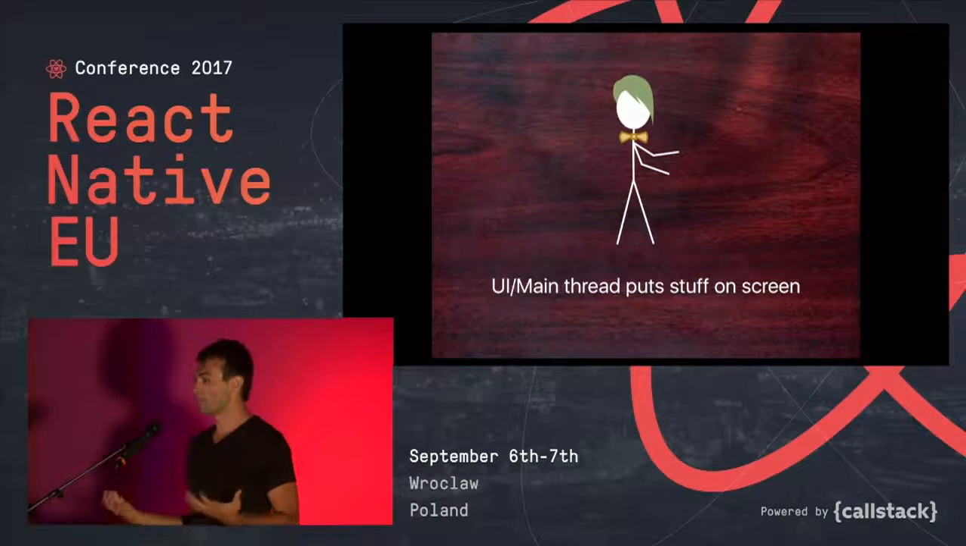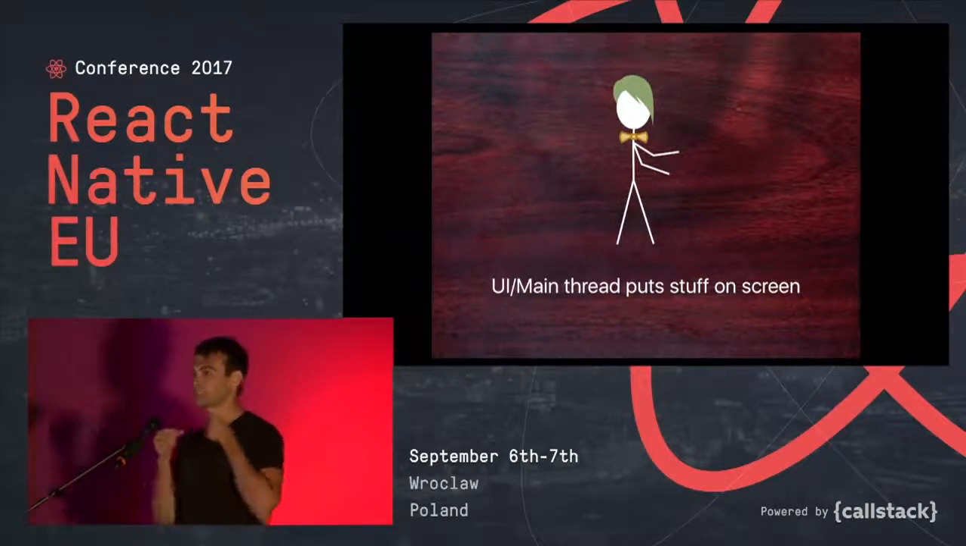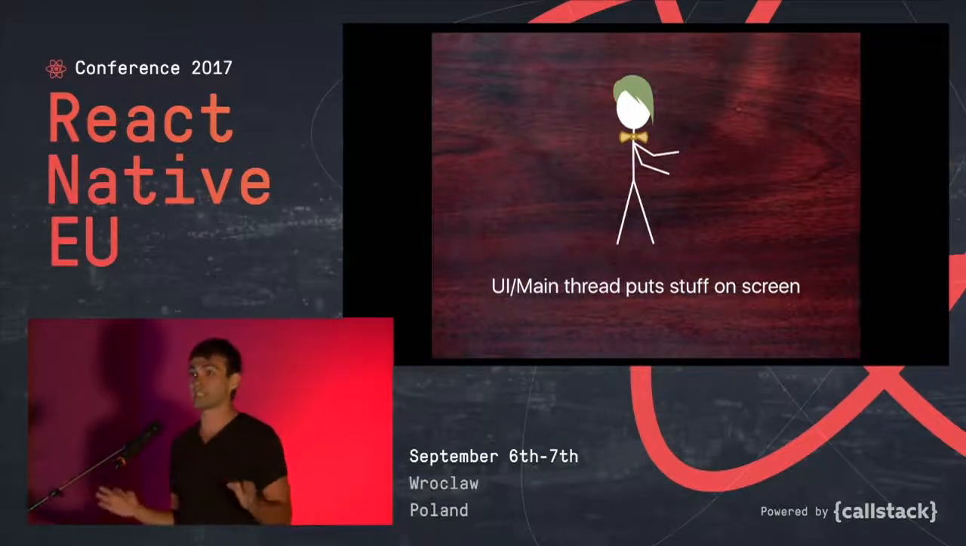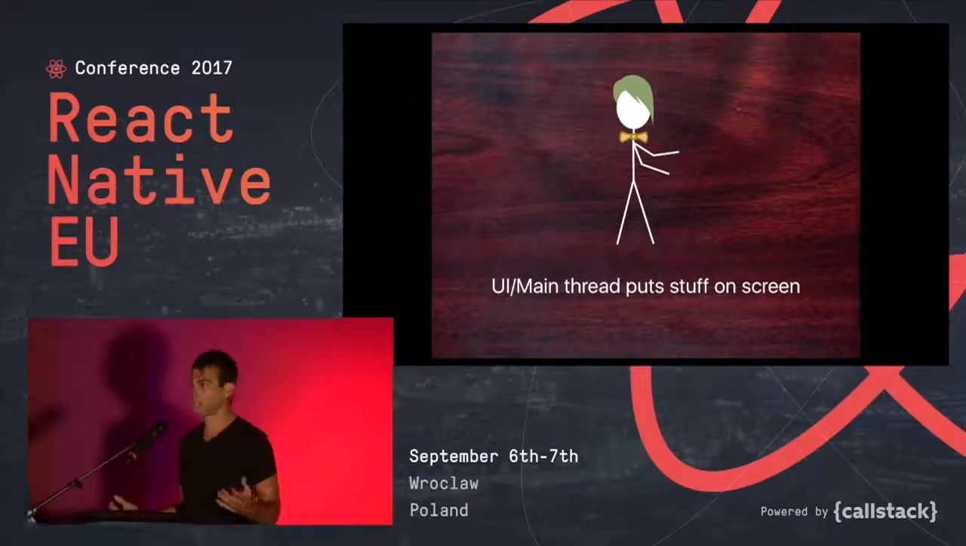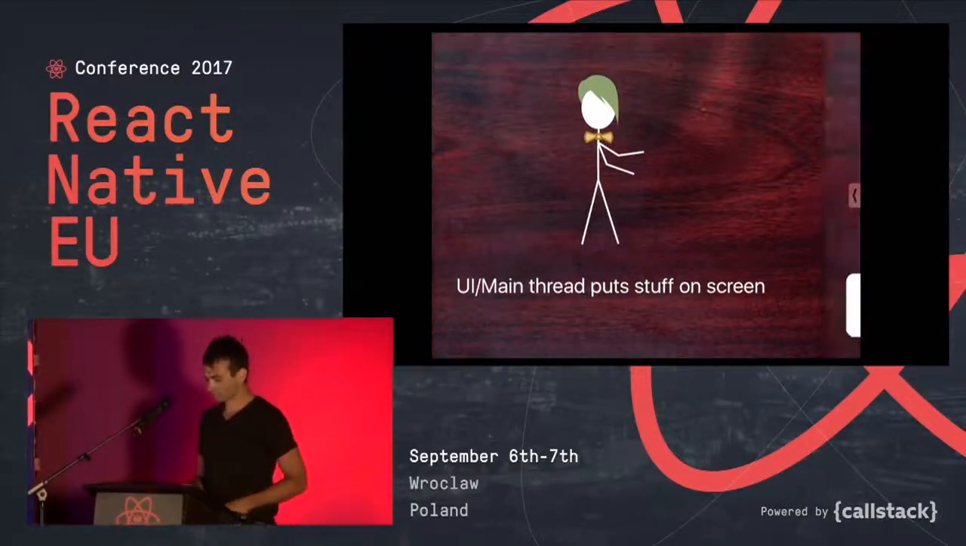The UI thread, or the main thread, is the one who puts stuff on the screen. She's kind of the adult of the situation. That's why she's got the little bow tie. She's able to do this at 60 frames per second because that's kind of standard for native applications. So how do they collaborate here?